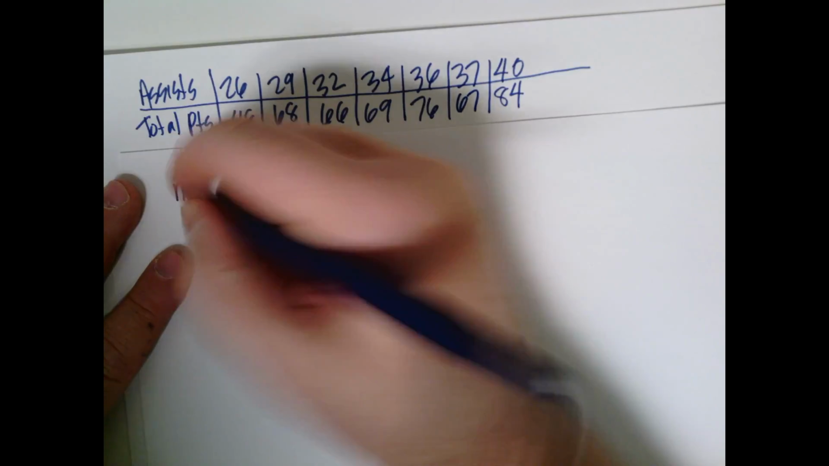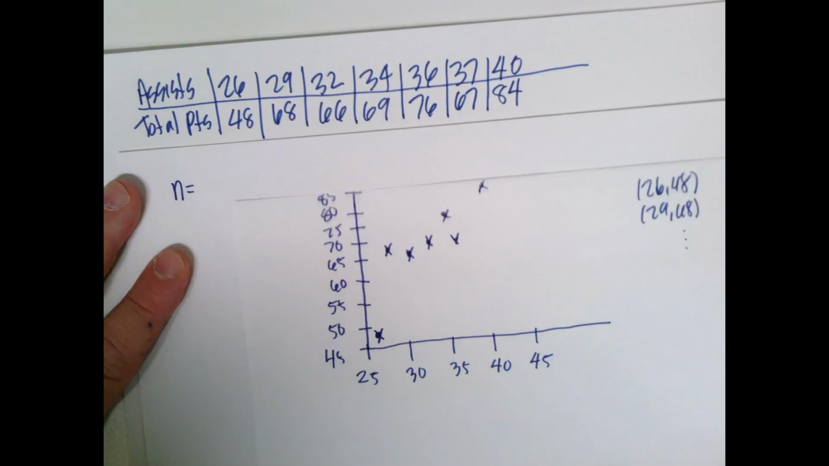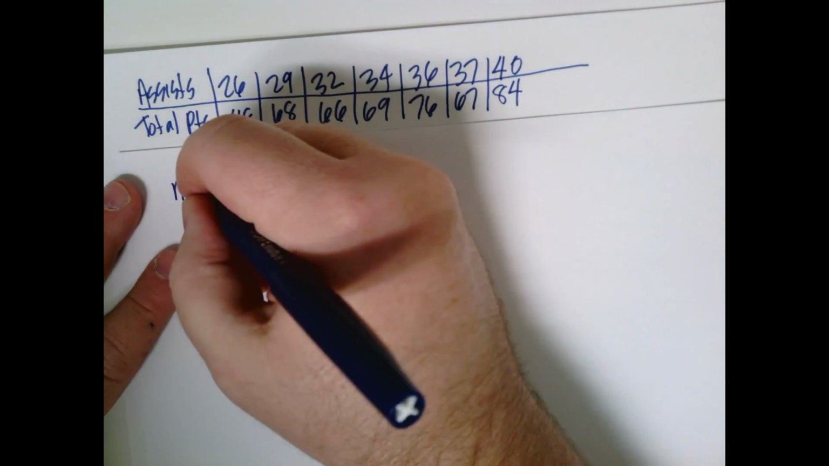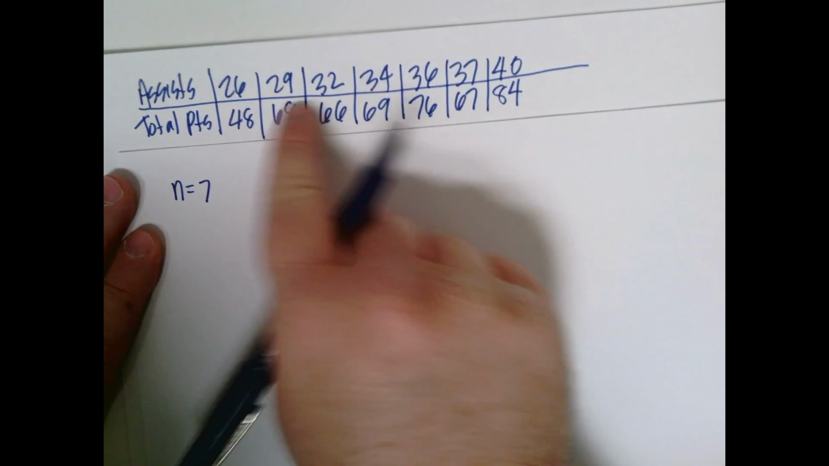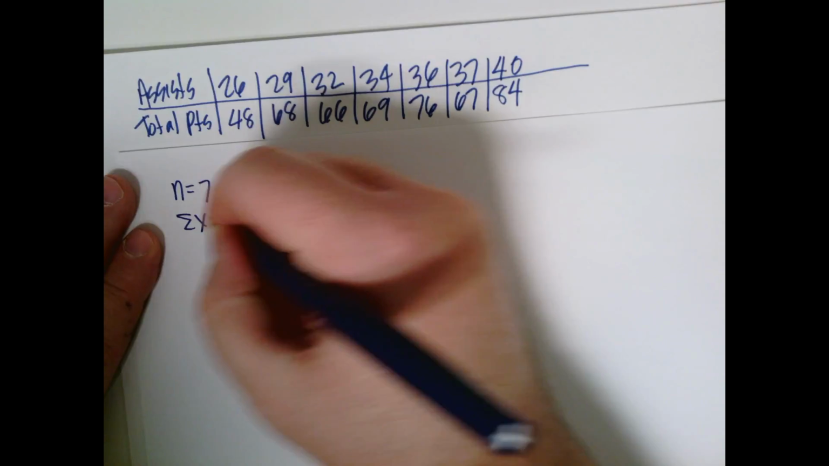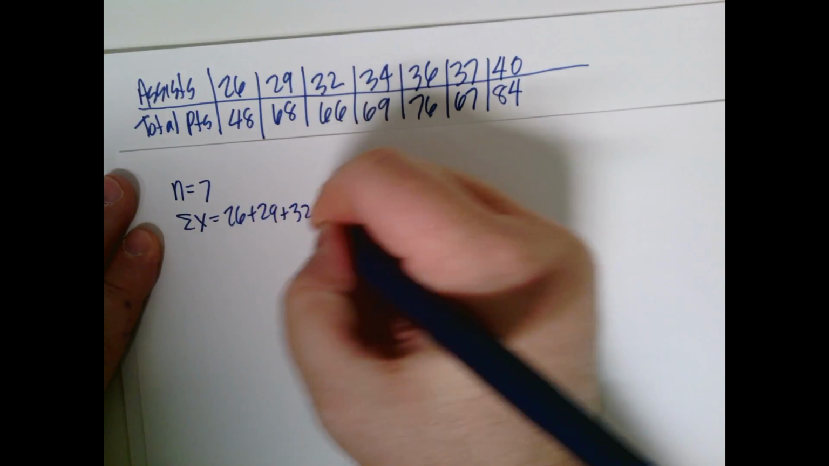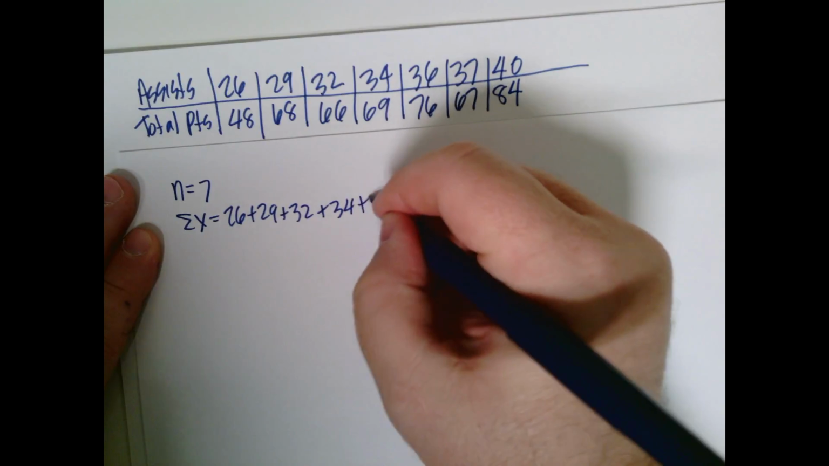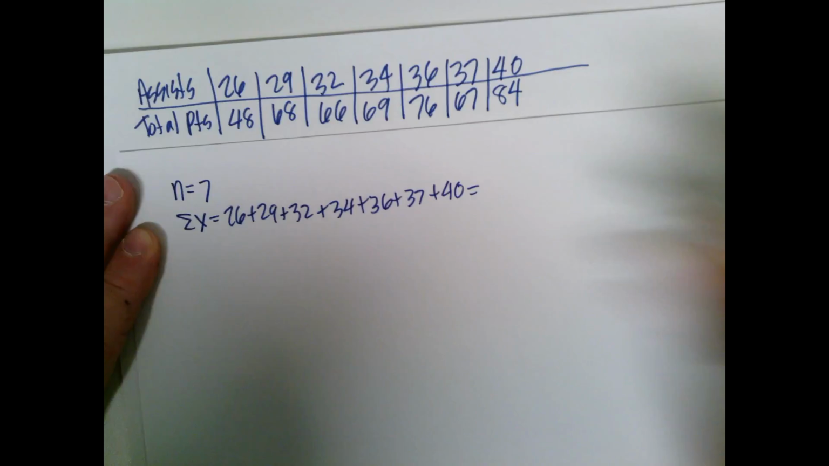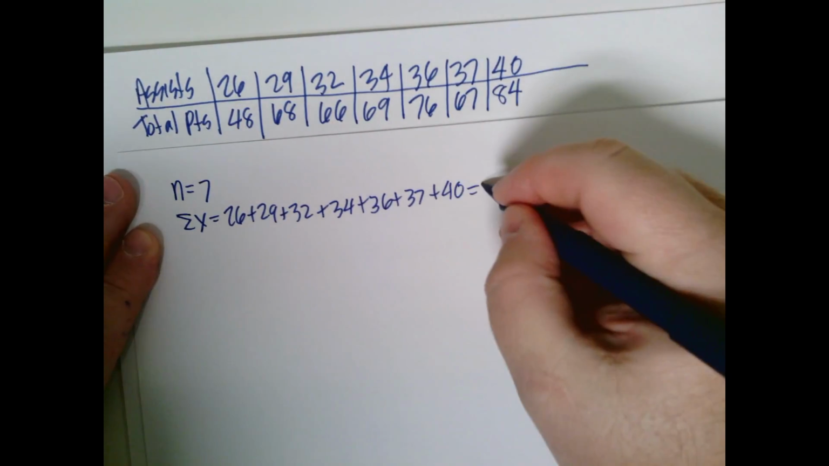So N is just the number of pairs. If we went back to our scatter plot, it would be how many dots we graphed, which is 7. 1, 2, 3, 4, 5, 6, 7. Okay, we're going to need the sum of the x's. So you add up all the x's, 26 plus 29 plus 32 plus 34 plus 36 plus 37 plus 40. Put those all in the calculator, which I've already done, so I'm just going to write these answers down.